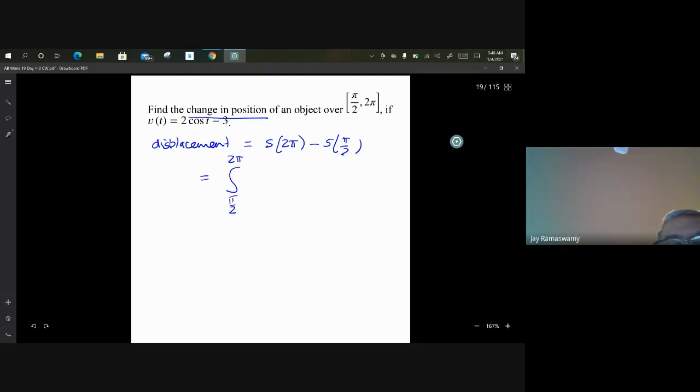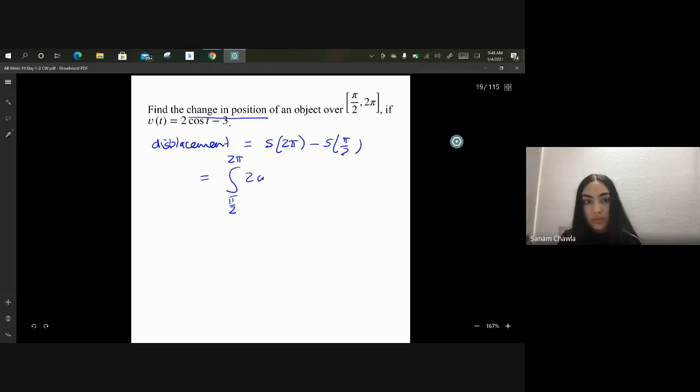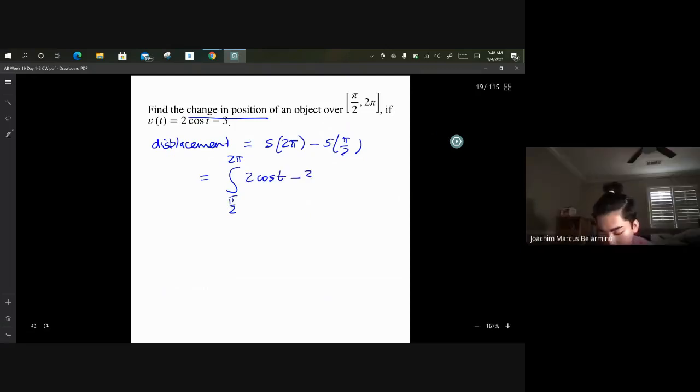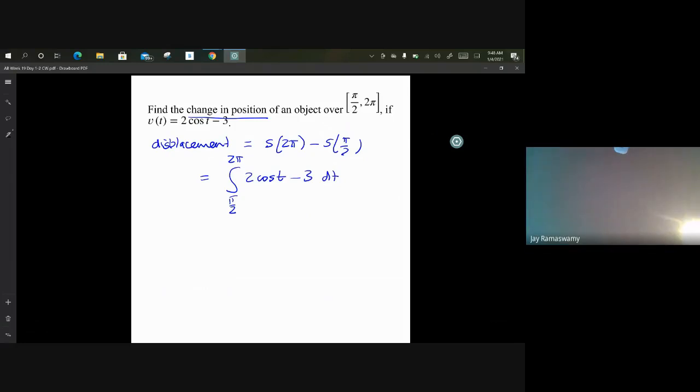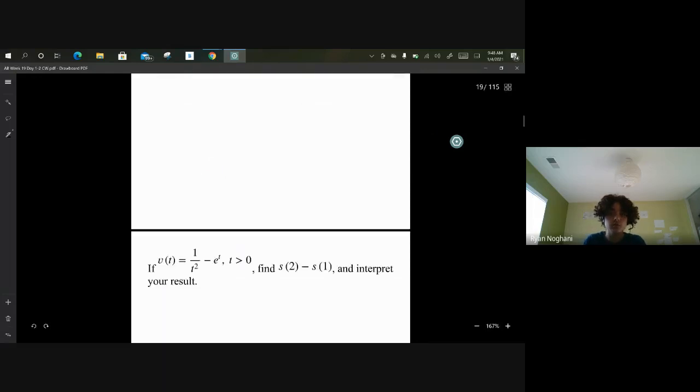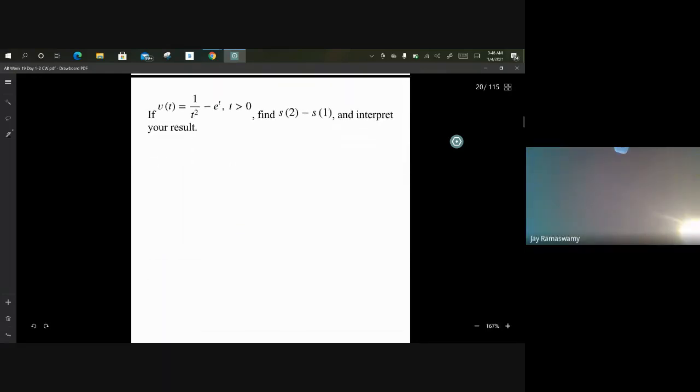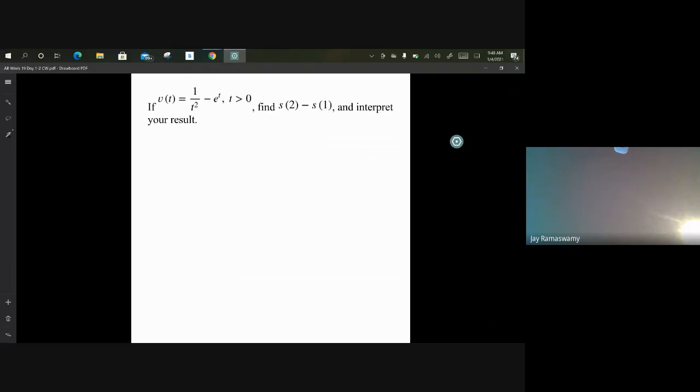Have they given us a velocity function? 2 cos t minus 3 dt. Is everybody okay then? The more things you do yourself, the better off you'll be. Is that easy to integrate and plug in upper limit, lower limit? Yes. Okay, let's move on. Next page.